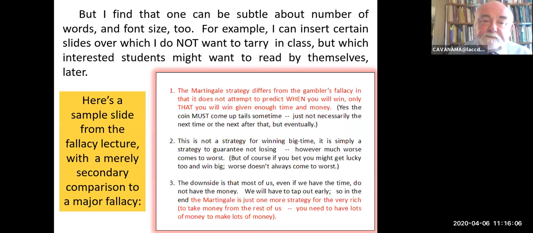I find that I could be subtle about the number of words too. For example, when I lecture on fallacies, I talk about the gambler's fallacy, where you think it's only a matter of time, the law of averages, and so on. There is in investing something called the martingale strategy, which sounds superficially like the gambler's fallacy, but which isn't. So I think not everyone in my class is an investor, and maybe not all of them go to Vegas, I don't know. But for those interested, I put the slide in and I skip over it during the talk so they can read it afterwards.